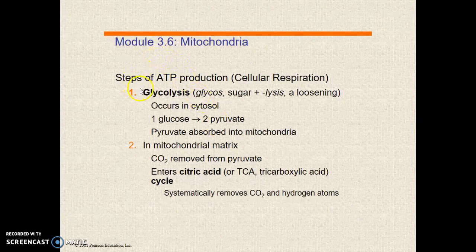Again, that first step of cellular respiration is glycolysis. It occurs outside the mitochondria where glucose is basically split in half, and pyruvate enters the mitochondria for complete breakdown in the citric acid cycle, complete breakdown to CO2 and water.